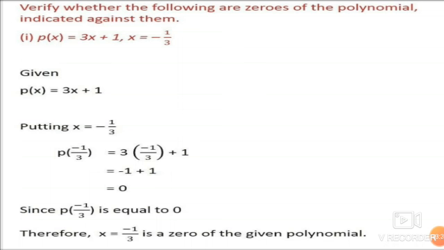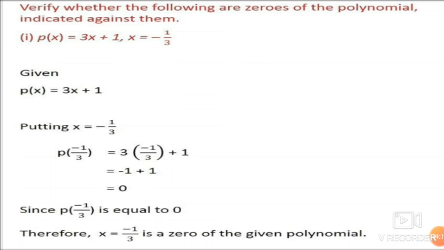Observe carefully, students, in the third step on the RHS side, 3 into -1/3. Here the 3 gets cancelled, the remaining term -1 we write as it is, plus 1 as it is. -1 plus 1 obviously cancel, and the remainder is 0. Okay, since p(-1/3) is equal to 0, finally we get the answer 0. Therefore x = -1/3 is a zero of the polynomial.